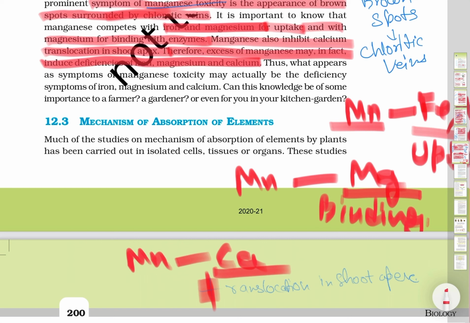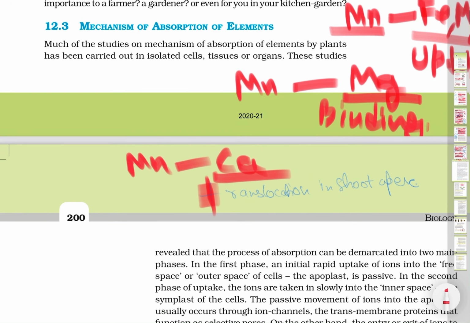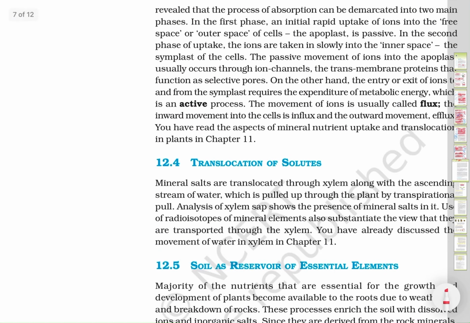Mechanism of absorption of elements. Much of the study on the mechanism of absorption of elements by plants has been carried out in isolated cells. These studies reveal that the process of absorption can be demarcated into two main phases. In the first phase, an initial uptake of ions into the free space or outer space of the cell, the apoplast, is passive.